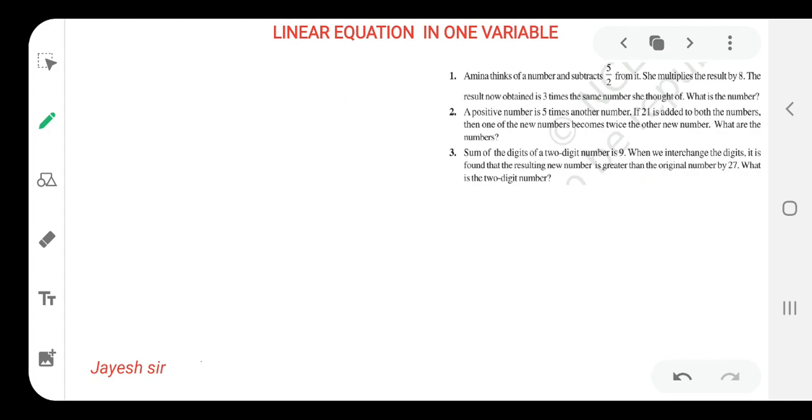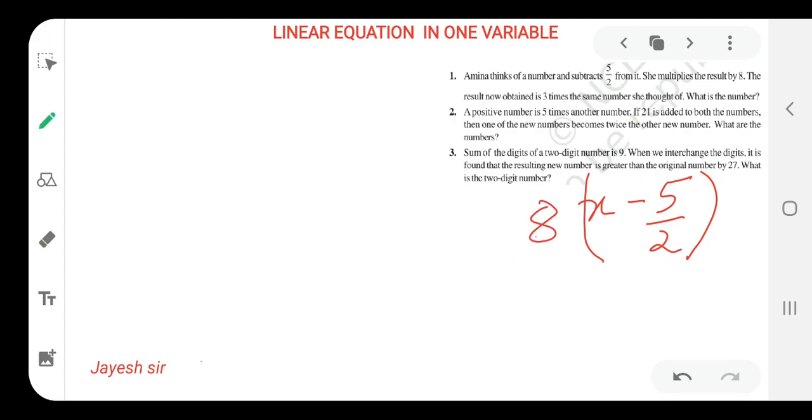How many things of a number? Our number is always x in this type of questions. Things of a number, and subtract 5 by 2 from it. After that, C subtracts 5 by 2 from the given number. From it, C multiplies the result. Result means whatsoever we get, multiplies the result by 8. So multiply it by 8, sorry, 8, not 3. By mistake I have written 3. So she multiplied by 8.